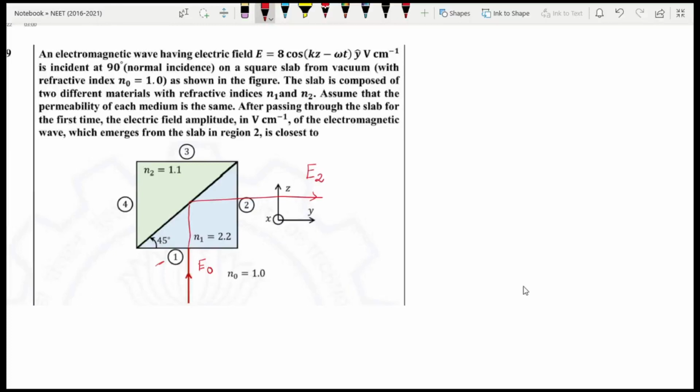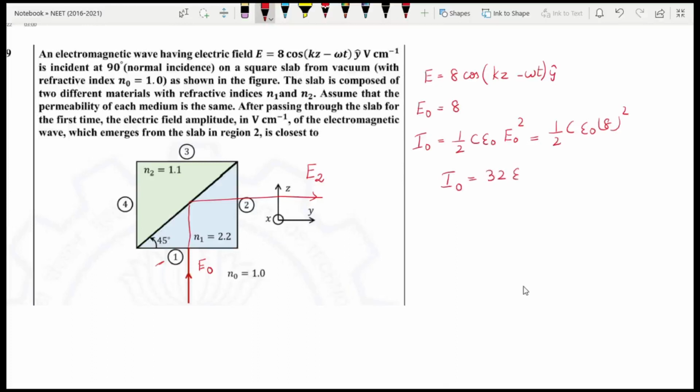In the question they have given the E value as 8 cos kz minus omega t into y cap. So here the value of E naught is 8. So first we will calculate the intensity of the incident beam. I naught is equal to 1 by 2 C epsilon naught E naught square. So we will substitute it here: 1 by 2 C epsilon naught, 8 the whole square. So by simplifying it we will be getting I naught is equal to 32 epsilon naught C.